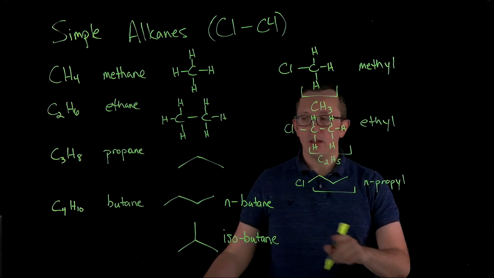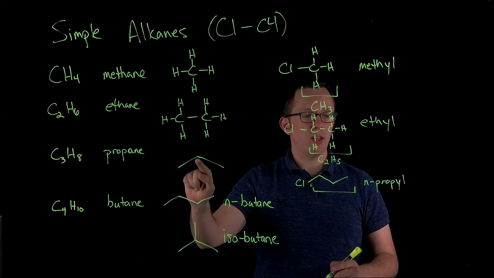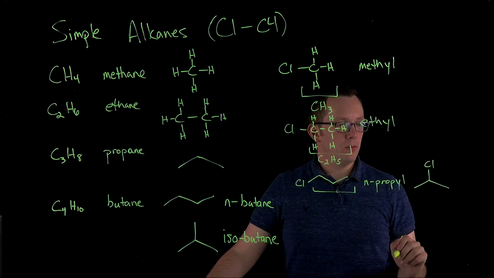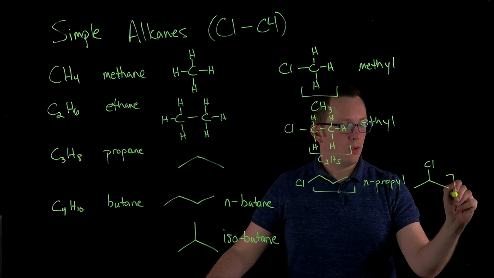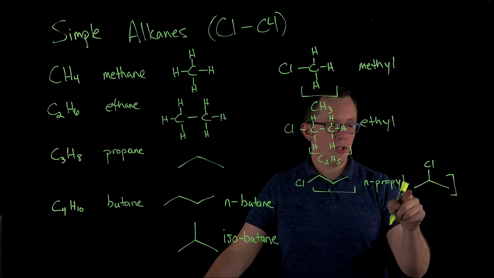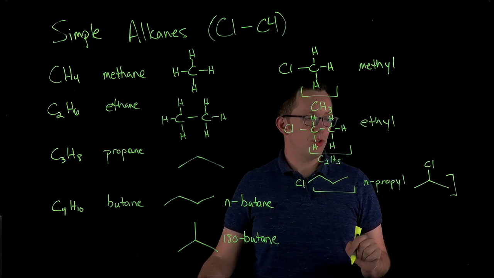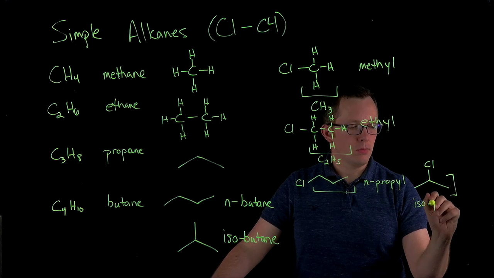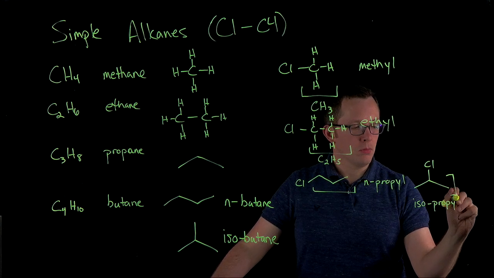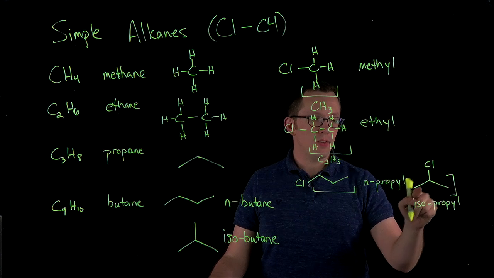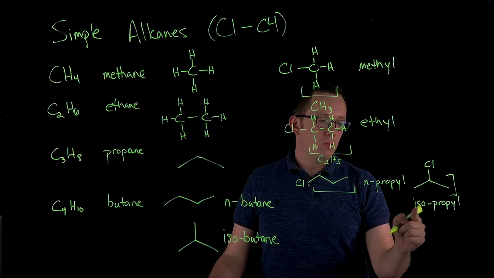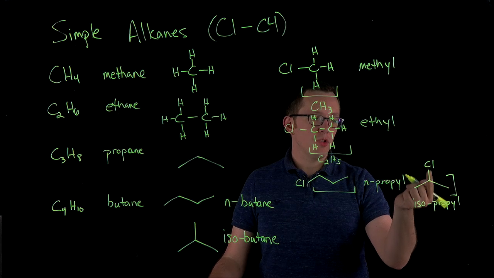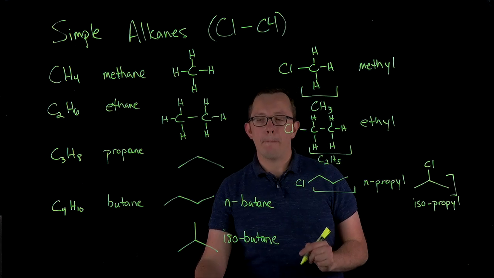Okay. If we go ahead and replace the hydrogen at this central position, put a chlorine here, this group here, when it has this geometry, we're going to call an isopropyl group. So again, propyl indicates that it's a 3-carbon chain, and the iso prefix here simply means that the substituent comes off in the middle of the propyl group.